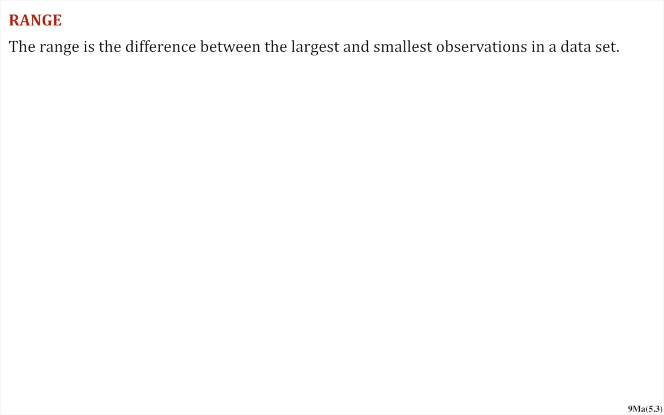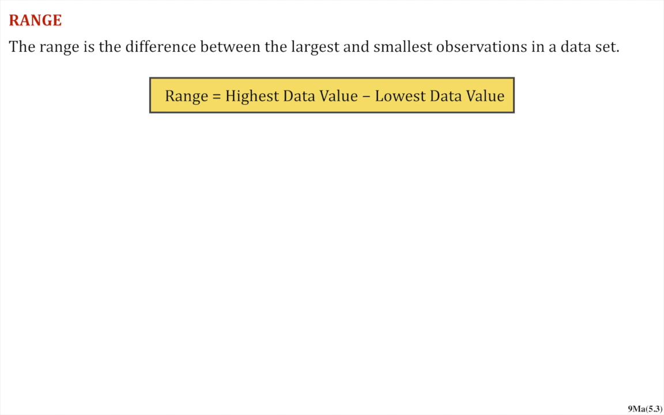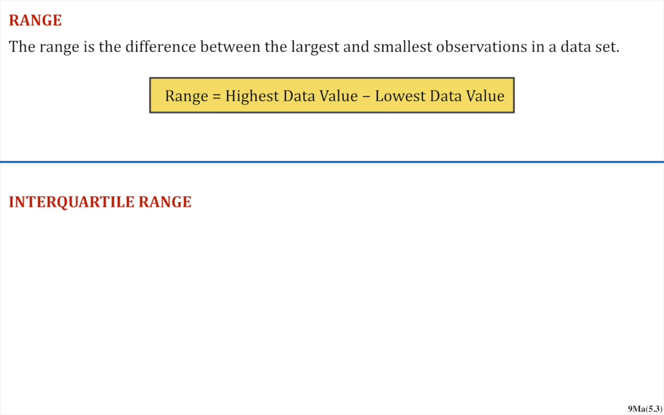So first of all, the range is when you have a group of numbers and you take the biggest number in the group and the smallest number in the group and you subtract them. Technically we don't call it the biggest number, we call it the highest data value. That's a fancy way of saying the biggest number in the group minus the lowest data value, the smallest number in the group. The interquartile range is a little bit different.